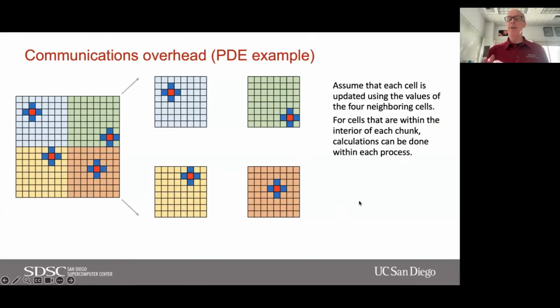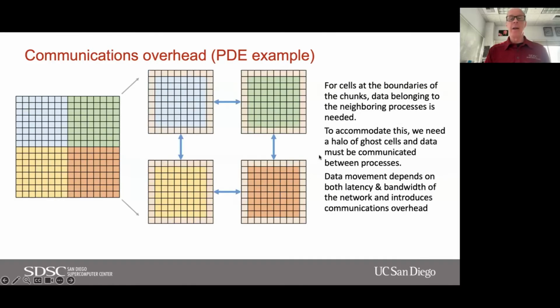Now we're going to assume that each cell is updated using the values of the 4 neighboring cells. So for the cells that are within the interior of each chunk, calculations can be done within each process. But you see, it's going to get a little more complicated for those cells that are at the boundaries. They're going to need data belonging to a neighboring process.